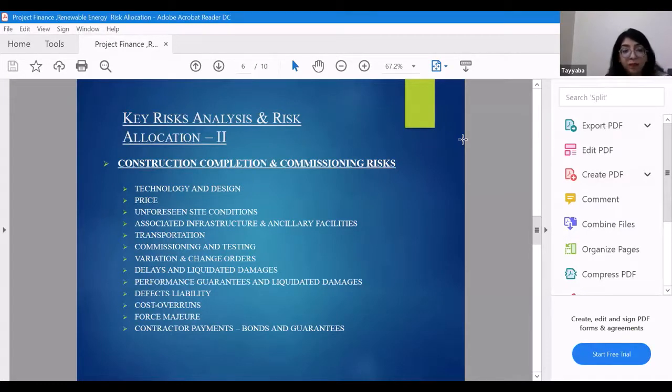So during construction completion and commissioning, when you actually start it and it starts producing electricity, that is commissioning. So construction completion and commissioning risks pe hum typically kya dekhte hain, we look at technology and design.